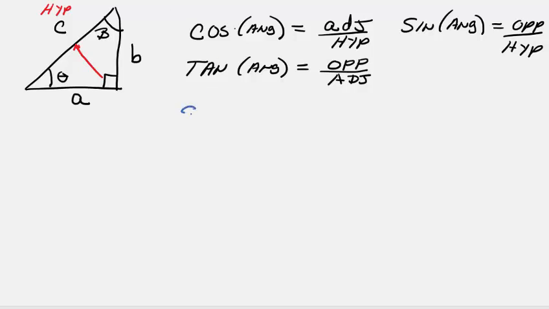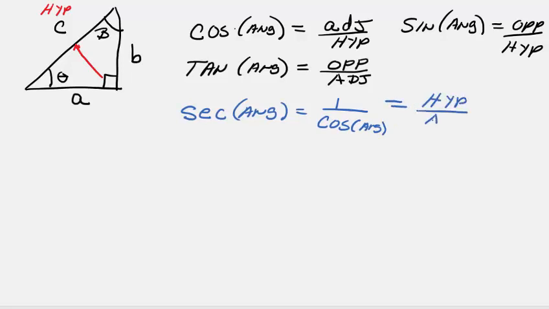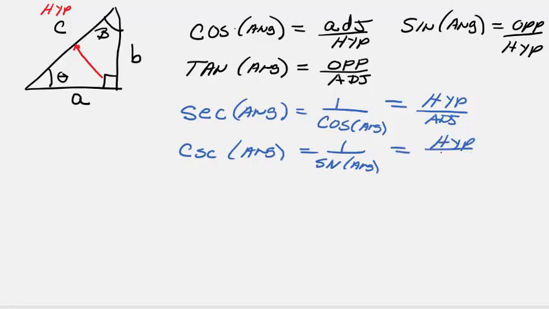So the secant of an angle is always equal to 1 over the cosine of the angle, which is always going to equal the hypotenuse divided by the adjacent side. The cosecant of an angle is always equal to 1 over the sine of the angle, which is always equal to the hypotenuse divided by the opposite.